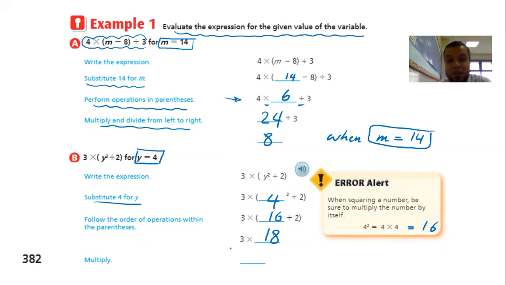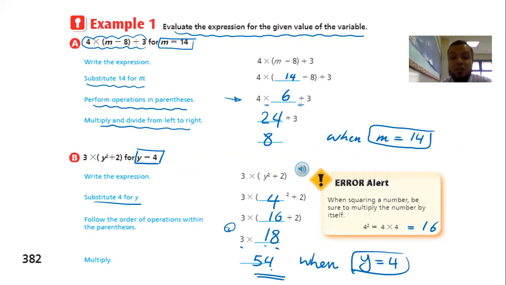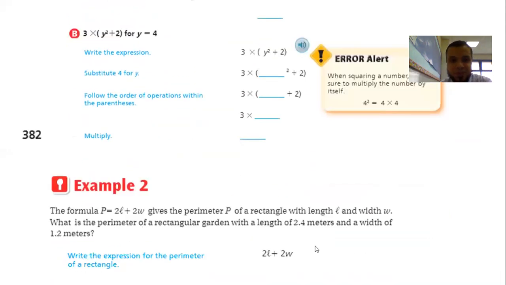18 multiplied by 3, take it step by step. 3 multiplied by 8, 24, so 4, and we carry up 2. 3 multiplied by 1 equals 3 plus 2, 5. So the final answer is 54. Easy? I think it's an easy question. We know the answer equals 54 when we use y equals 4, right? So the value of the expression equals 54 when y equals 4. Okay?